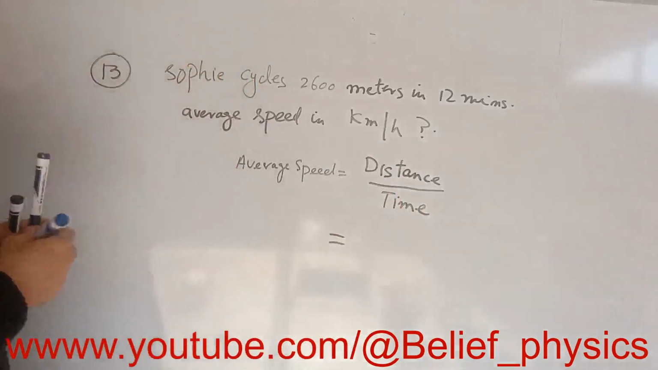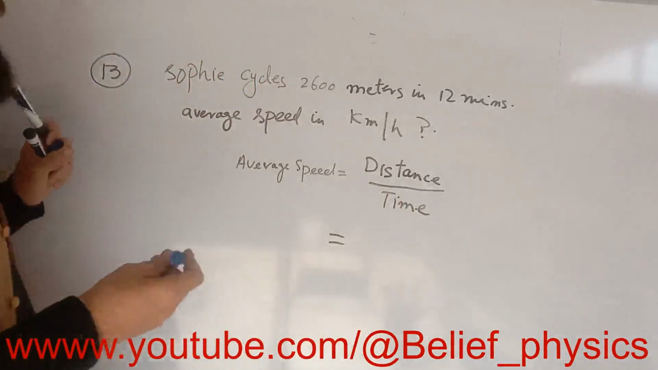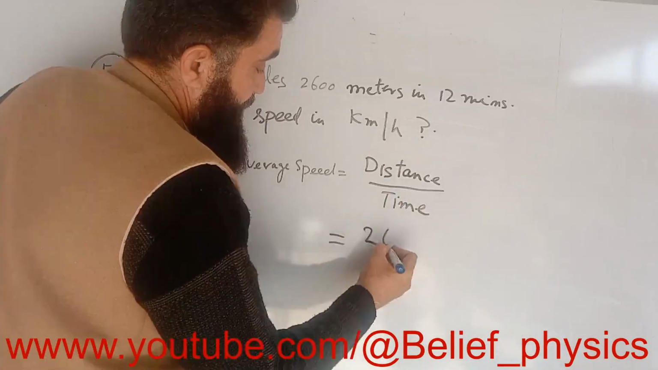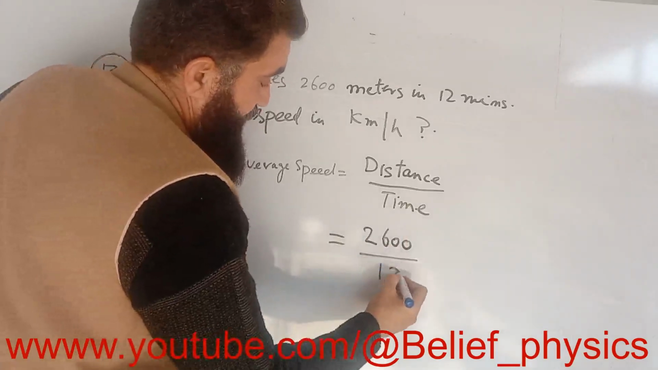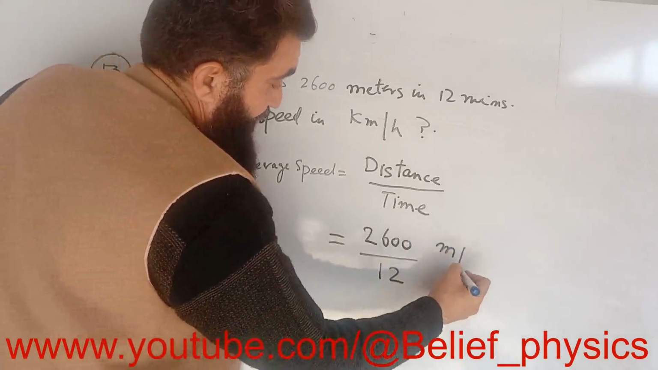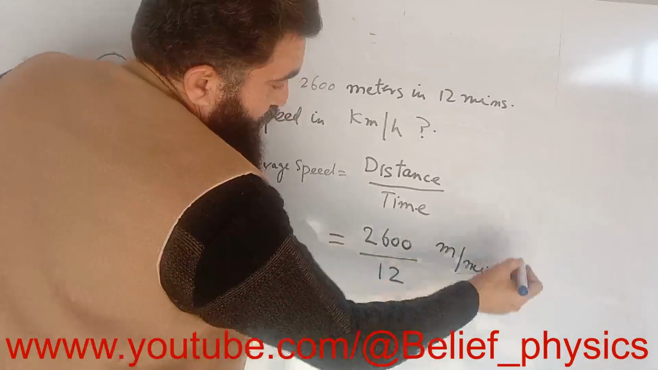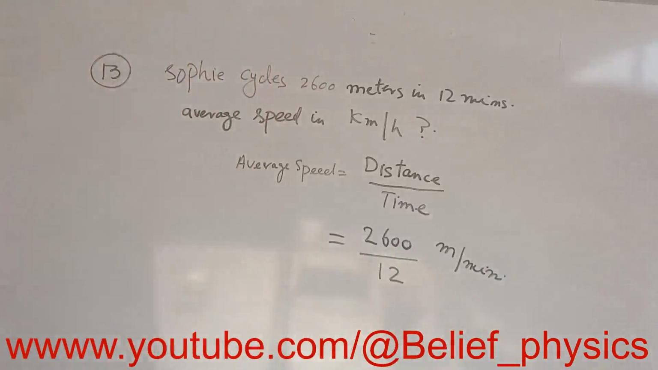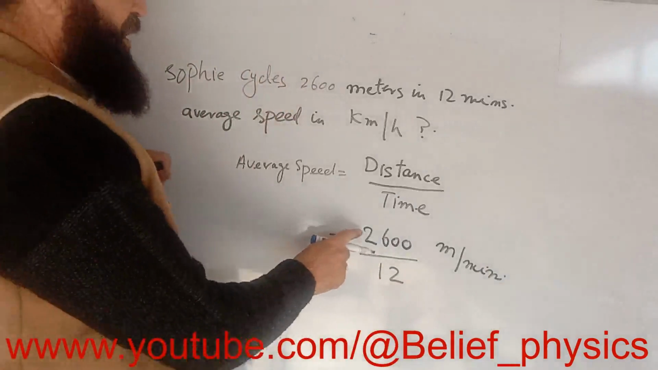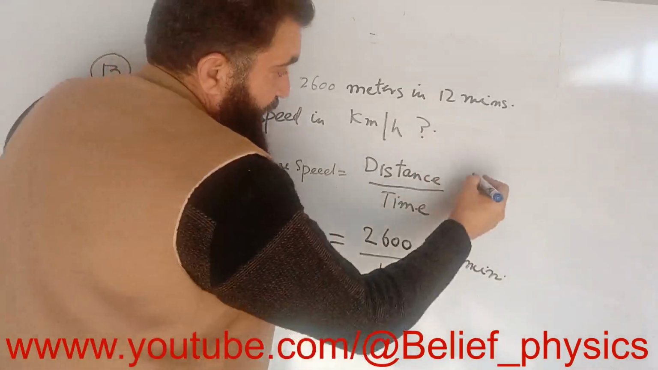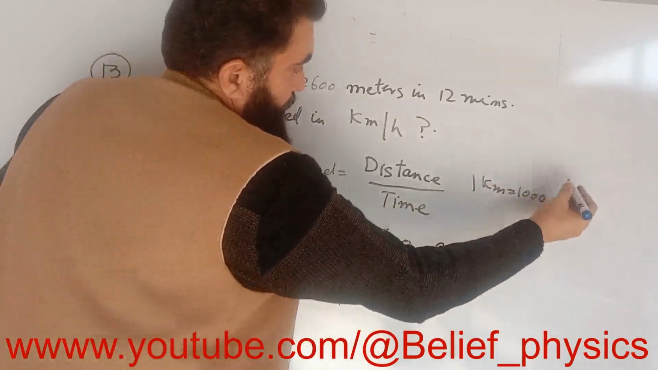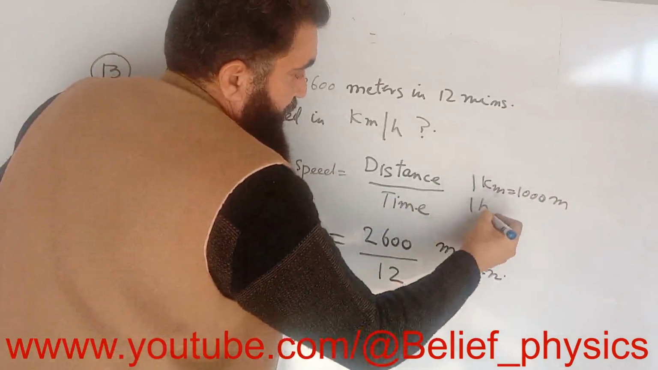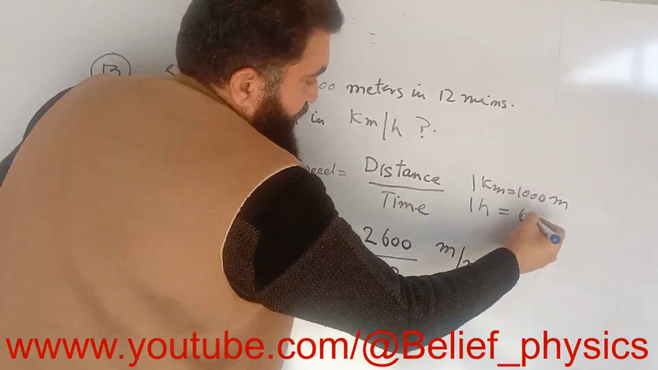So here we have 2600 meters divided by 12 minutes, but this will give meters per minute. We have to convert it into kilometer per hour. So we will change 2600 meters into kilometers. 1 kilometer is equal to 1000 meters, and 1 hour is equal to 60 minutes.